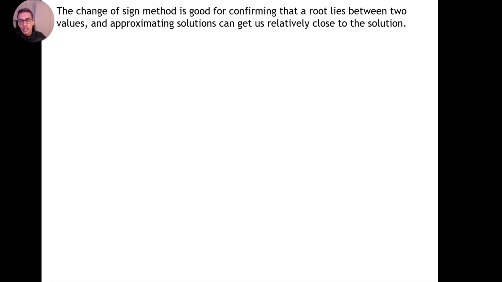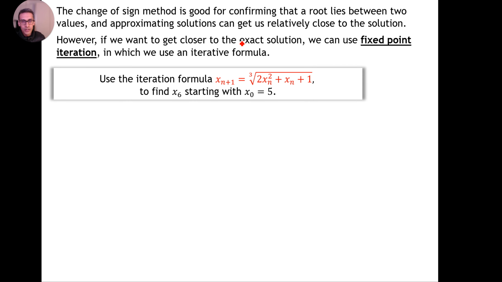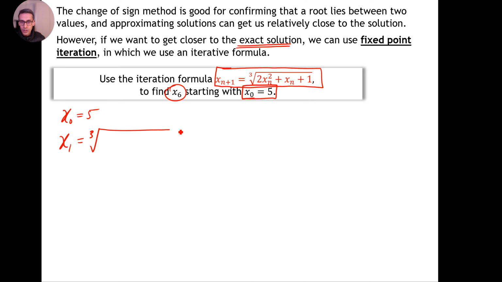Just a quick recap. The change of sign is a good way of showing that there's a solution between two values. And if you use the iterative formula, you can get closer and closer to the exact solution. So this is the formula we're going to use in this video in red, and we know that our starting number is 5. So it's asking us to find x6 if we've got x0, so let's just write x0 is equal to 5, and x1 is going to be equal to the cube root of, now we're going to think about what we put in our calculator.